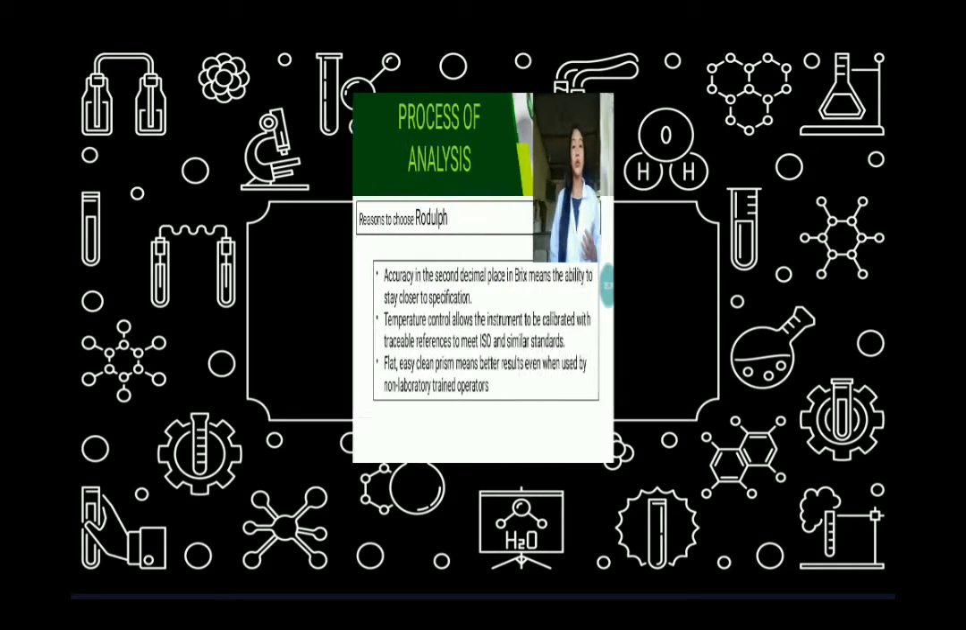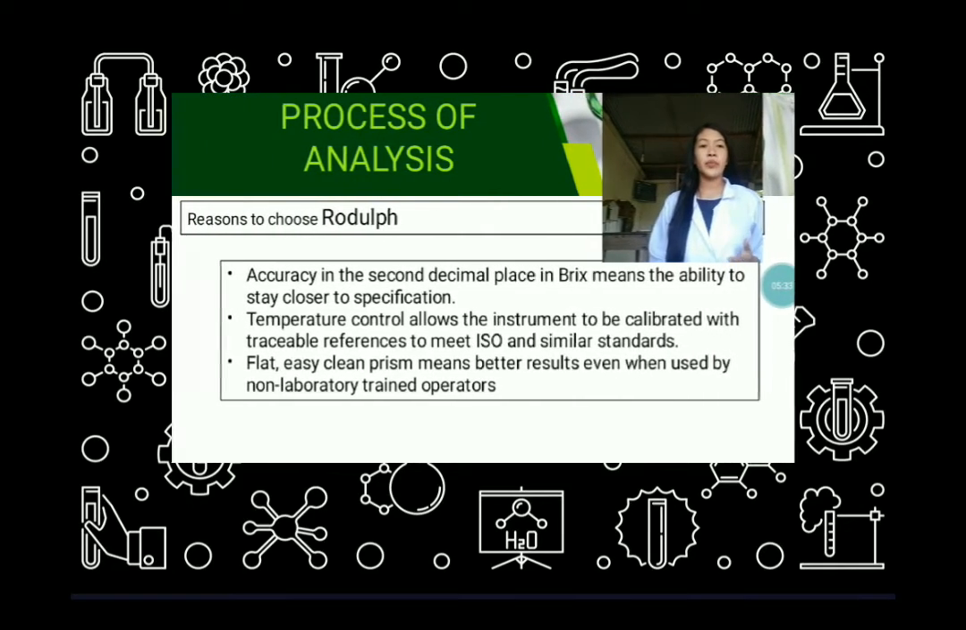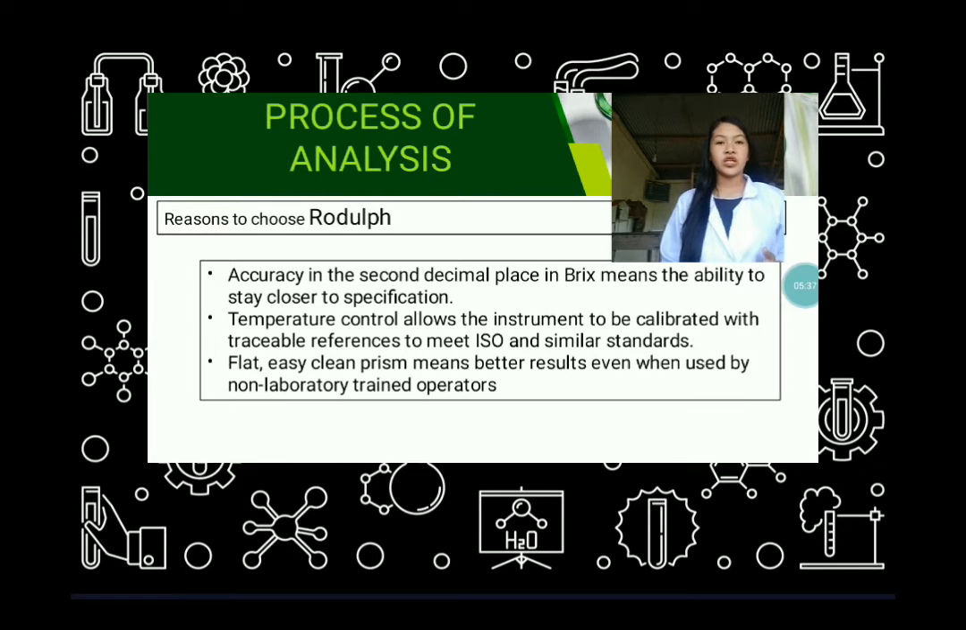So the reasons to choose Rudolph. Accuracy in the second decimal place in Brix means the ability to stay closer to a specification. Temperature control allows the instrument to be calibrated with traceable reference to meet ISO and similar standards. A flat, easy-to-clean prism means better results, even when used by non-laboratory trained operators.